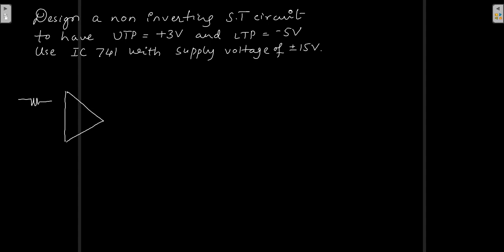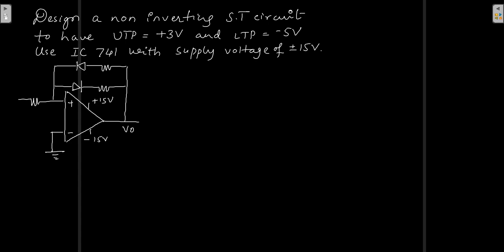Here I will have R1. Then can you tell me what I should have here? Should I not have two diodes in anti-parallel? Yes or no? Yes, sir. Okay, I'm audible, right? Okay, fine. So now this becomes your circuit. This is plus, this is minus. It is already given that this is 15 volts and this is minus 15 volts, and this is your V0.